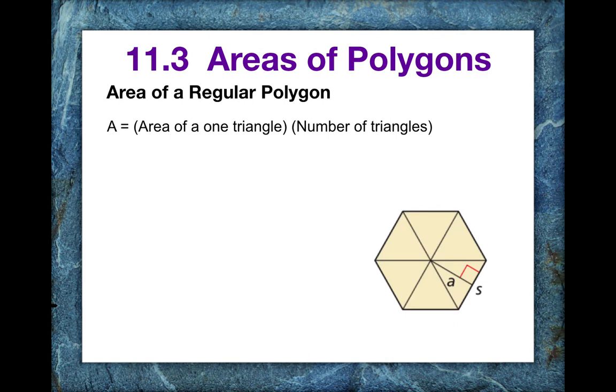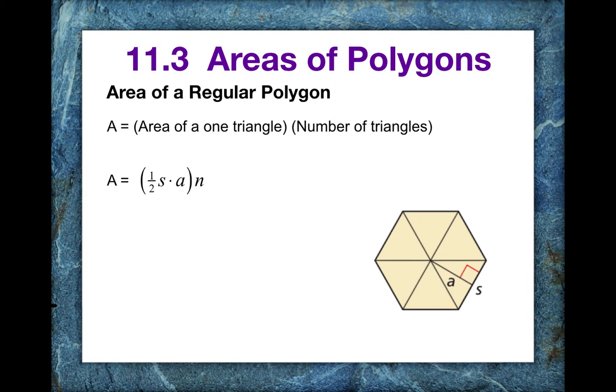Now let's talk about the area of a regular polygon. The area of one triangle. So let's say that we can calculate one triangle if we know the apothem, and we know the side length, then we have the base and we have the height. So we can compute this triangle's area. And then each one of these triangles is congruent. Therefore, we just multiply by the number of triangles to get the total area.